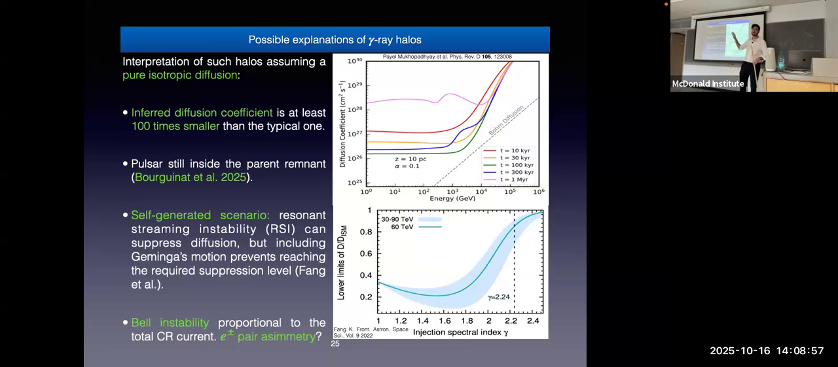But the problem of the Bell instability is that in order to trigger it, you need a net current. And in the standard picture, the number of electrons produced by a pulsar is equal to the number of positrons produced by a pulsar. So you have charged particles, but the total amount should be the same. And so you have a zero net current. And so how can you trigger the Bell instability in this case? We will get to that later.